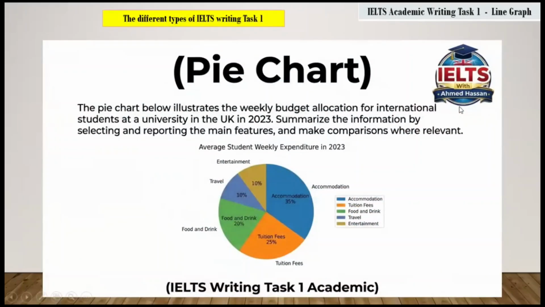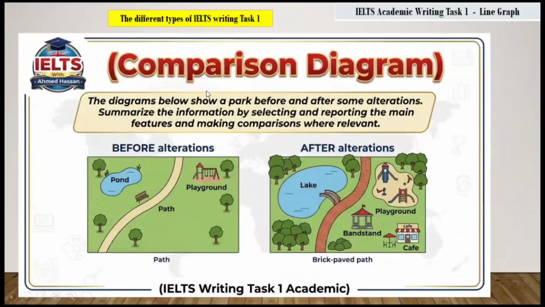Fourthly, we have pie chart. You will have a chart like a pie, like that, and you should describe the details: travel, entertainment, accommodation, food and drink, tuition fees. Fifthly, you may face comparison diagram. In comparison diagram, you will have 2 diagrams and you should compare between them.